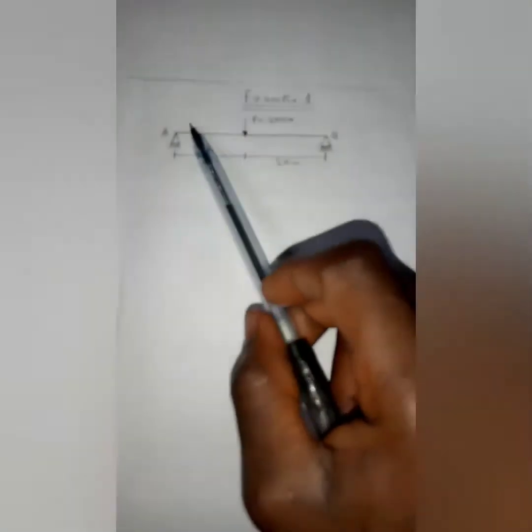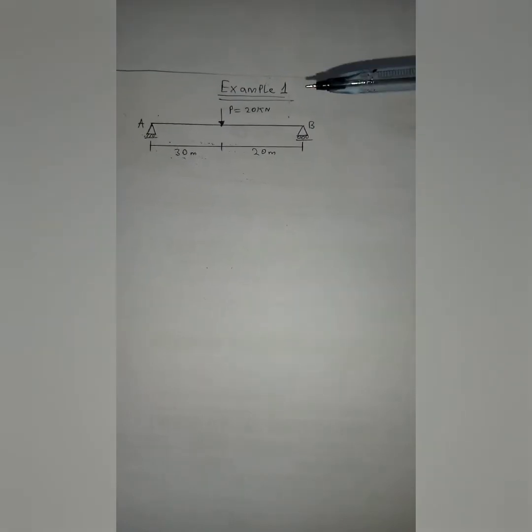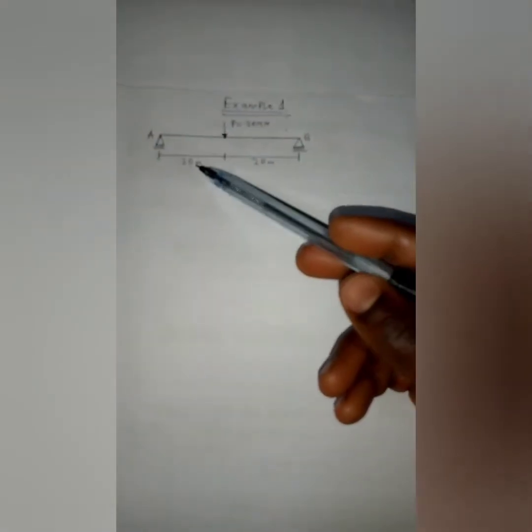So we are going to look at example 1. We can see that we are having a support. At this support, we have a pin support at the left hand side, and we have a roller at the other side. Then we have another force acting downward at 20 kilonewton. The distance from here to this place is 30 meter, and the distance from here to here is 20 meter.